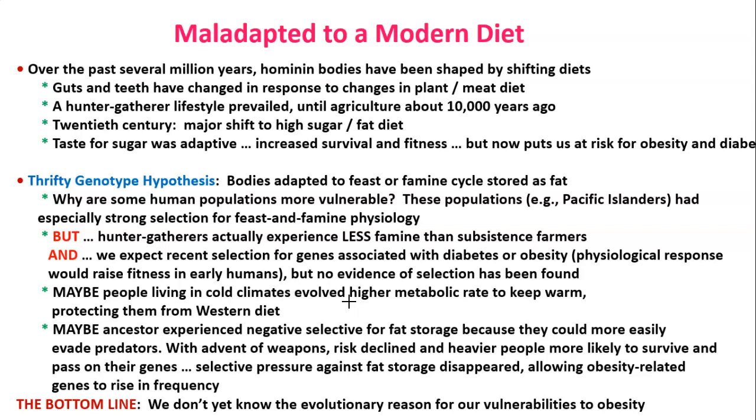We had adapted as primates, as hominins, to have a taste for sugar. It makes sense, right? If we encountered a source of sugar in the wild as hunter-gatherers, it was to our benefit to ingest and eat as much of that as we could, because the source of that sugar would be fleeting. You know, some trees, some plants that had fruits growing on them, they're not going to be around for a long time. The fruits would mature, fall off, rot, they're gone. So that taste for sugar was adaptive and increased our survival and our fitness.